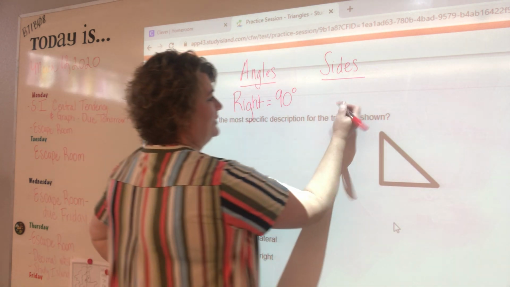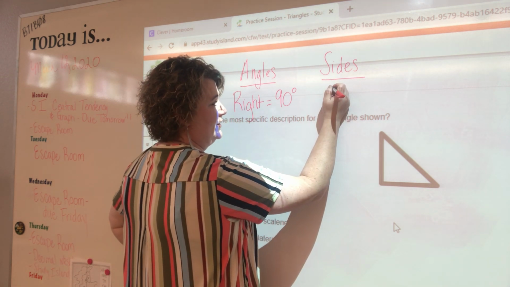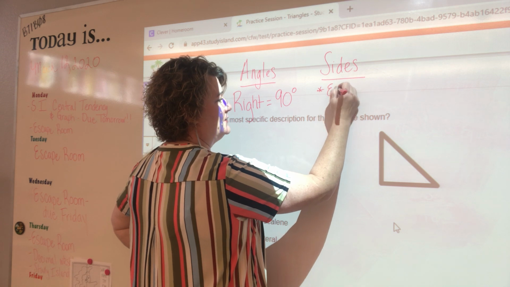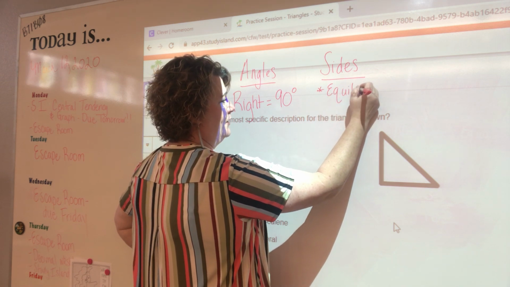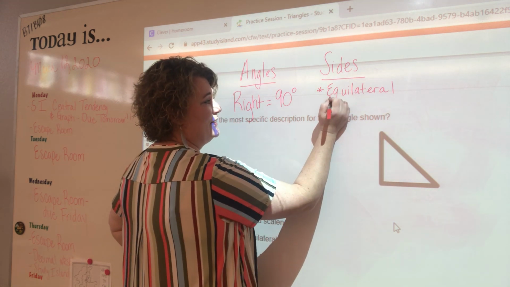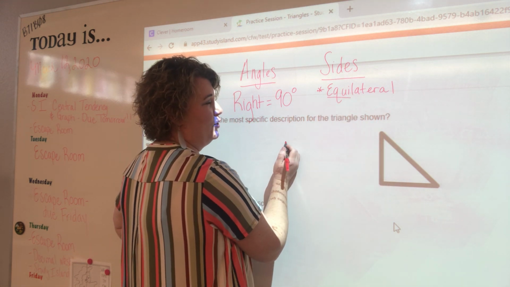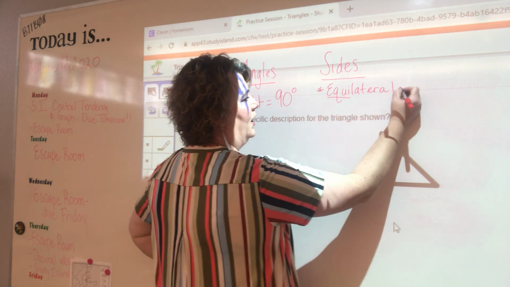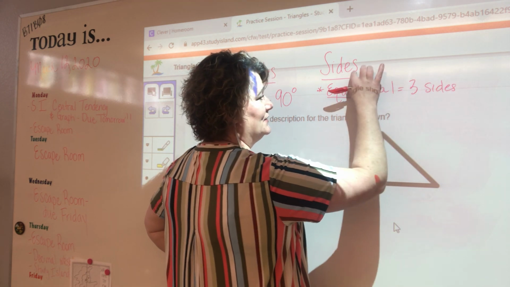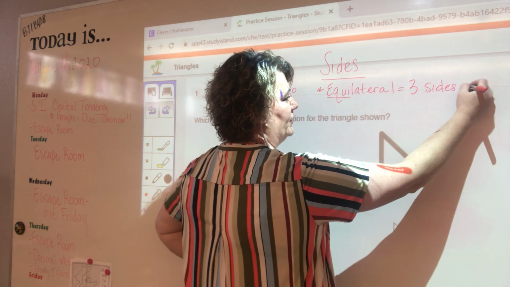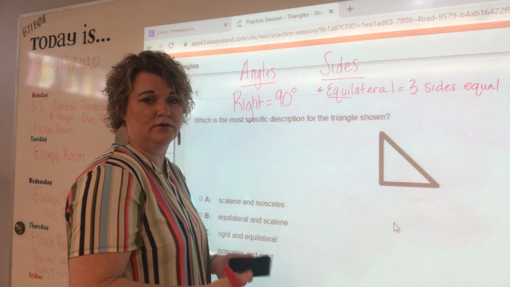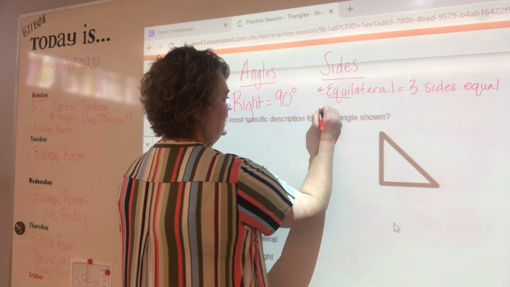Now when it comes to sides, there are 3 different things that you need to know about the sides of triangles. The first one is it could be an equilateral triangle. Now, whenever I said that, I kind of emphasized equa at the beginning, and I hope you're already going, oh, that sounds like equal, and it does. So that means 3 sides, I'm talking about the sides, I'm not talking about the angles. 3 sides are going to be equal. All 3 sides of the triangle.